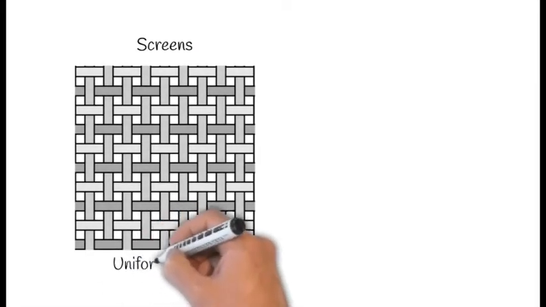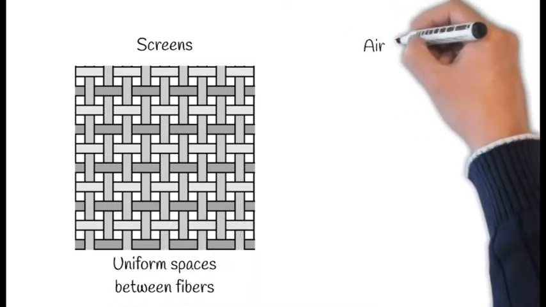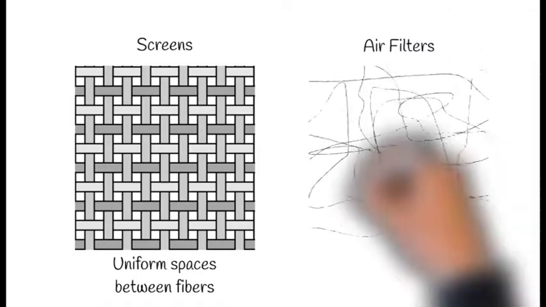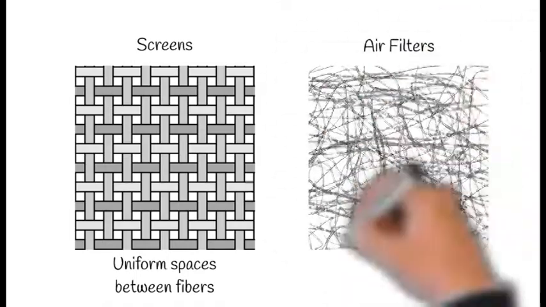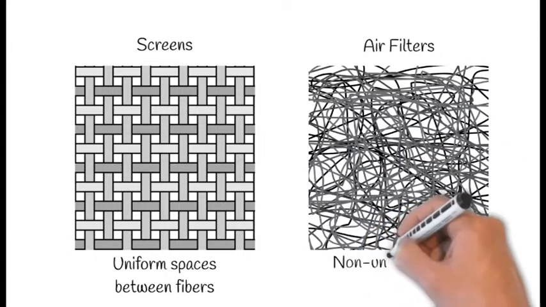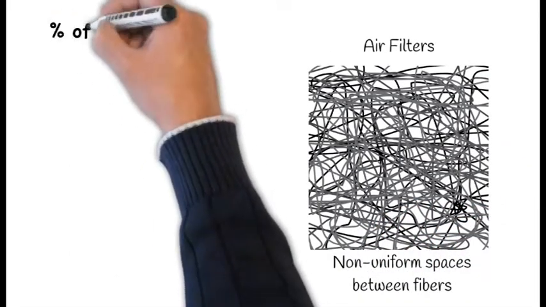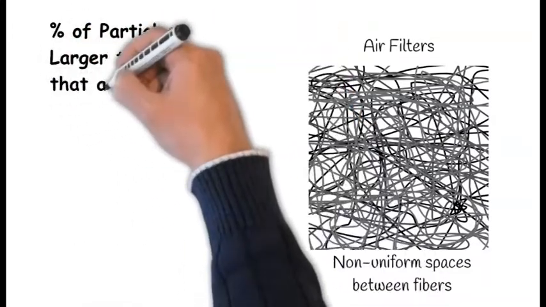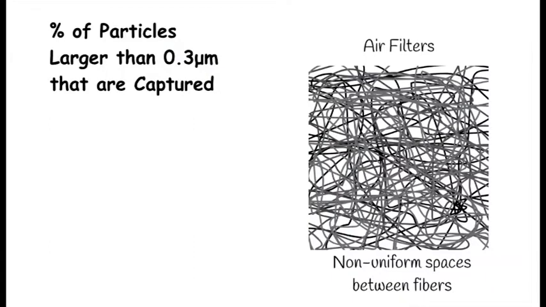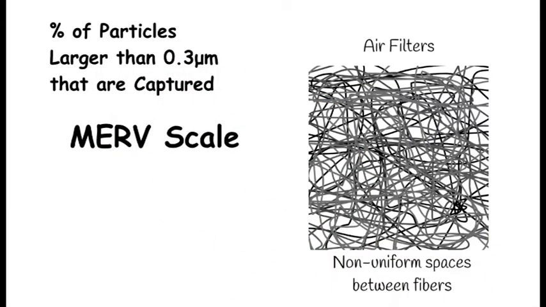Many people think of screens when they're imagining what a filter looks like and how it functions. With a screen, you've got uniform spaces between all of the fibers. Air filters, different from screens, are actually non-woven, and so the spaces between the fibers are not uniform. Filters are rated based upon the percentage of particles larger than 0.3 microns that are captured. Filters used in HVAC systems use what's called the MERV scale.